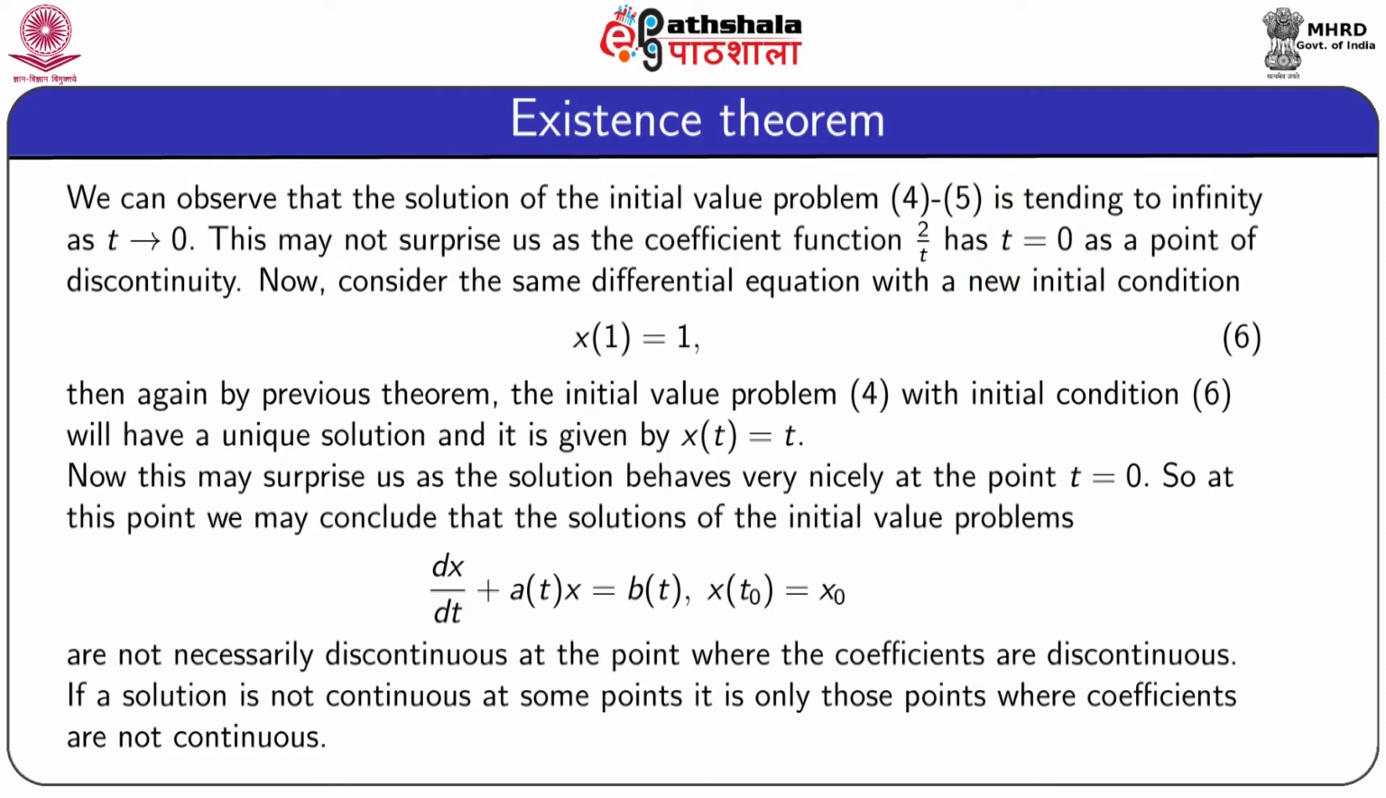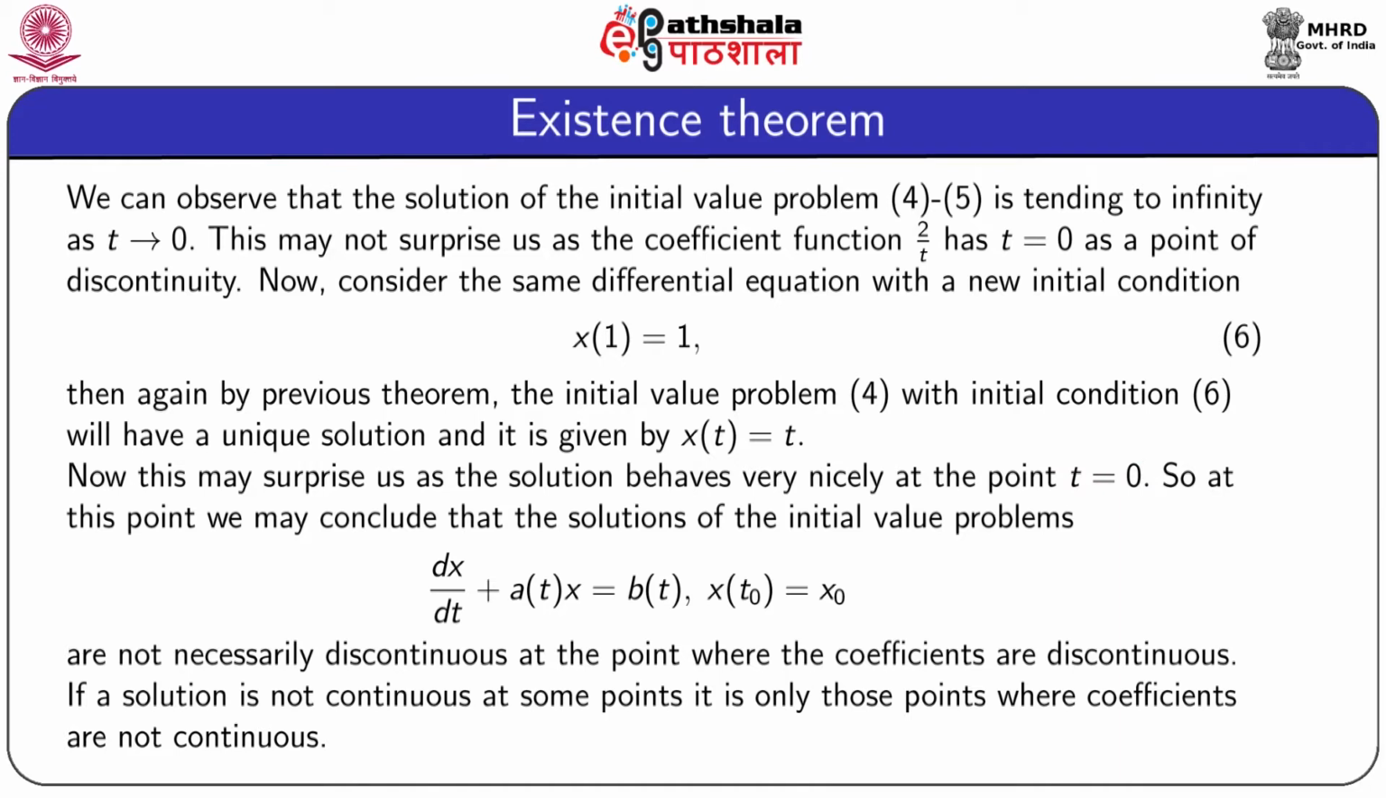We consider the same differential equation, but with a new initial condition x(1) = 1 given by equation number 6. Then again, by the previous theorem 0.1, the initial value problem 4 with the initial condition 6 will have a unique solution, and it is given by x(t) = t. Now, this may surprise us, as the solution behaves very nicely at the point t equal to 0.